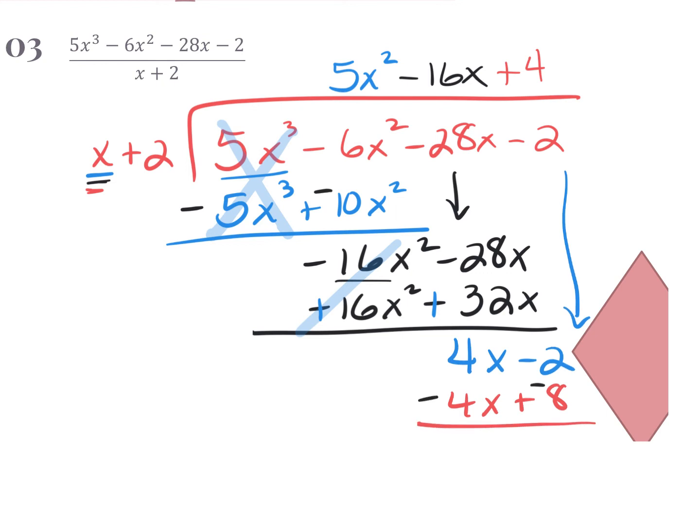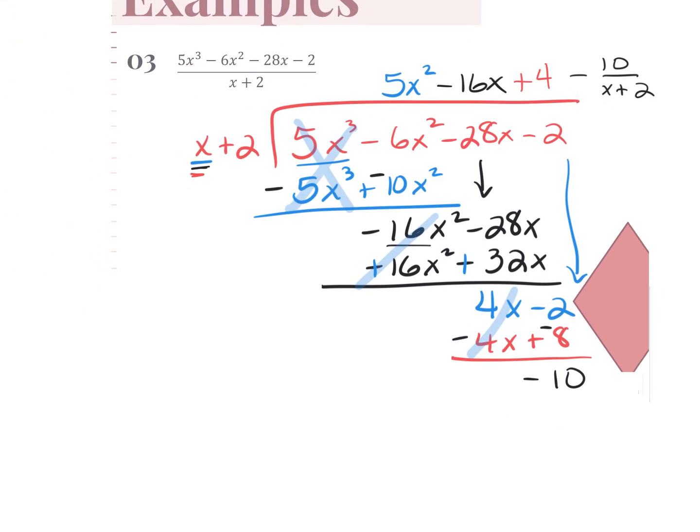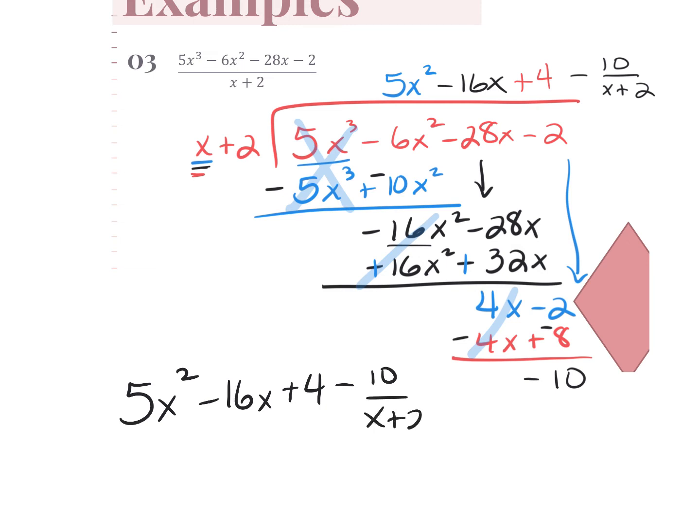The 4x's cancel out. Negative 2 plus negative 8, and I get negative 10. That is my remainder. Now notice it's a negative, so when I go to write it up here next to my quotient, I'm putting it in as a subtraction sign. So again, the final quotient is 5x squared minus 16x plus 4, and then include the remainder as a fraction.